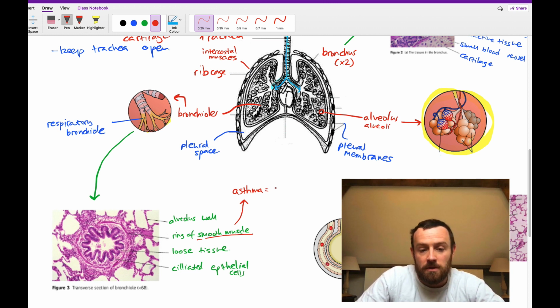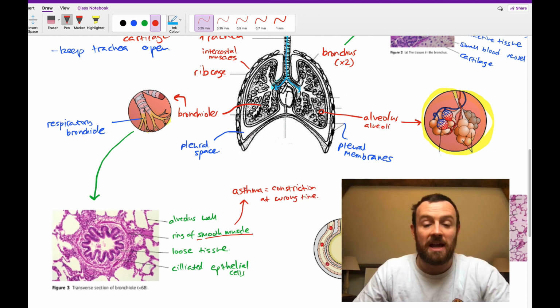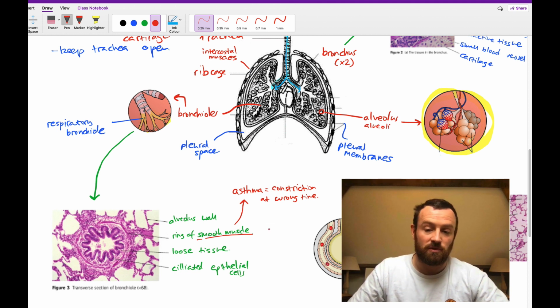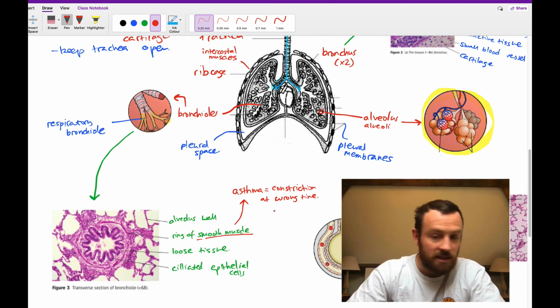Asthma equals constriction at the wrong time. Inhalers can target the smooth muscle to relax it. Okay, so that is the smooth muscle.